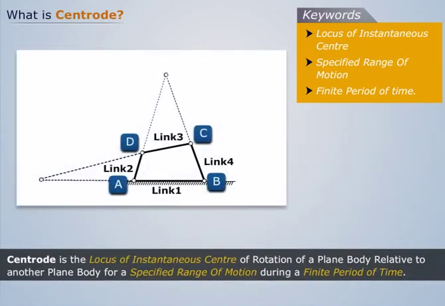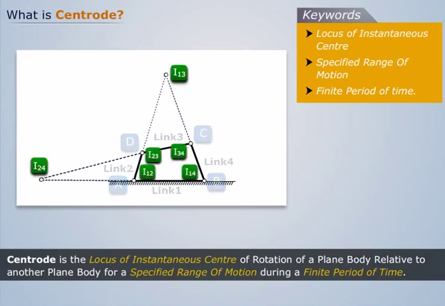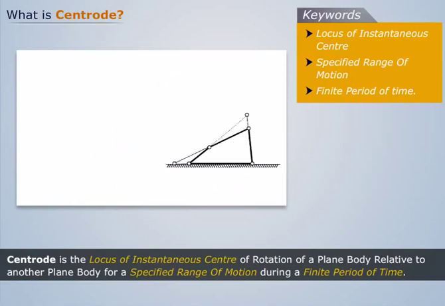To understand this, let us consider a four-link mechanism, ABCD, whose link 1 is fixed and links 2, 3 and 4 are moving. It has four instantaneous centers of rotation, namely I-1-2, I-1-4, I-2-3, I-3-4 at its joints, and I-1-3 and I-2-4 outside it. But all these I centers are defined only for a particular instant when the mechanism is in motion, and their location changes with time according to the position of the moving links.